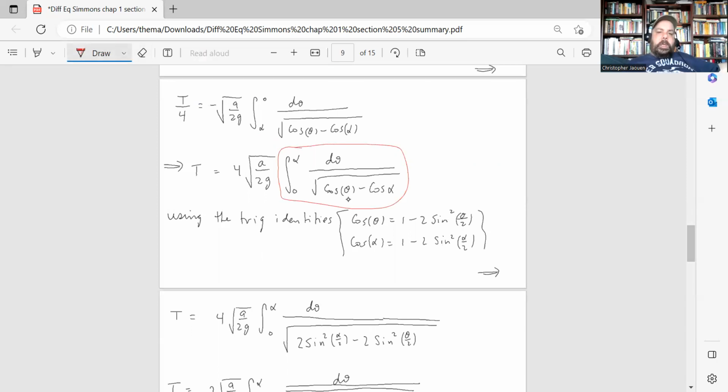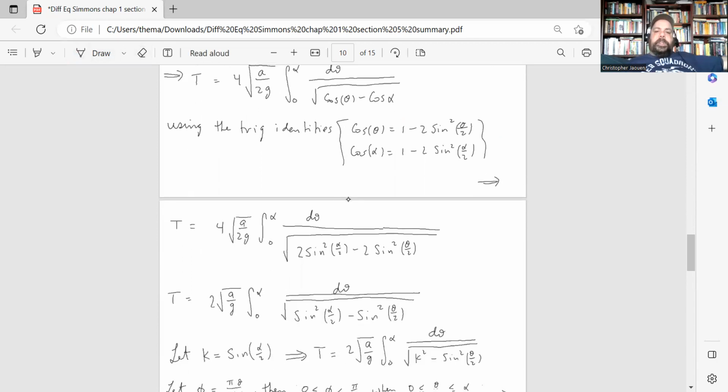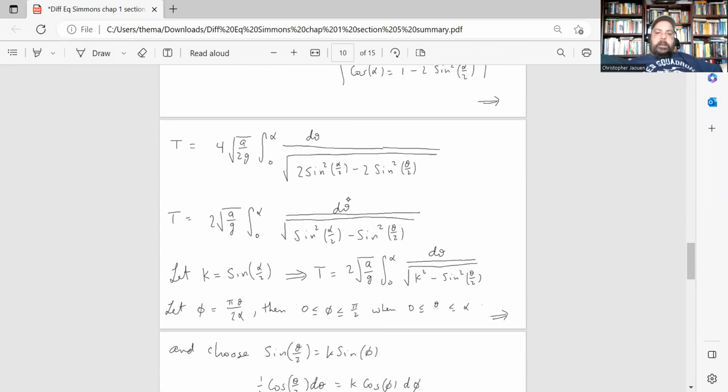And what he does is he wants to manipulate this integral to be in a specific form, so let's go through it and you'll see why. All right, so using these two identities, cosine theta is 1 minus 2 sine squared theta over 2. Cosine alpha is 1 minus 2 sine squared alpha over 2. And plugging that into the integral here, we get this expression.